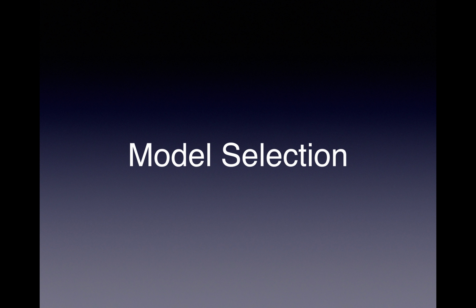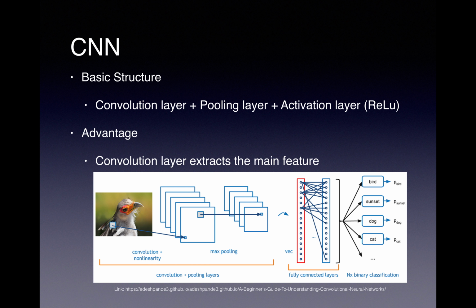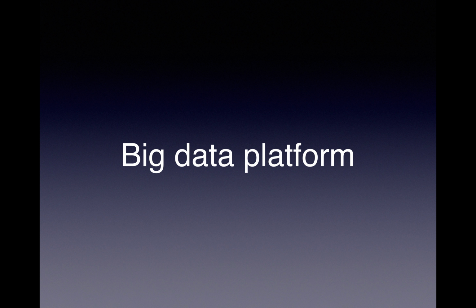Here comes the module selection. Let's first introduce the CNN. The basic structure of a CNN contains convolution layers, pooling layers, and activation layers. For the activation layer, we normally use the rectified linear unit function as it converges fast. The main advantage of a CNN compared to a normal neural network is that it can extract the main features so that it can have a satisfying prediction accuracy. From now, we have our module and the processed data. We could conduct our experiment.